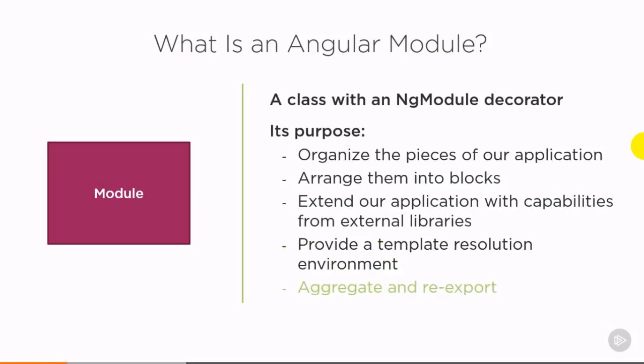And modules are a great way to selectively aggregate classes from other modules and re-export them in a consolidated convenience module. Browser module, HTTP module, and router module are all examples of this. And we'll create our own convenience module when we build a shared module a little later. An Angular module can be loaded eagerly when the application starts, or it can be lazy loaded asynchronously by the router. Lazy loading is out of the scope of this course, but is discussed in detail in the Angular documentation.